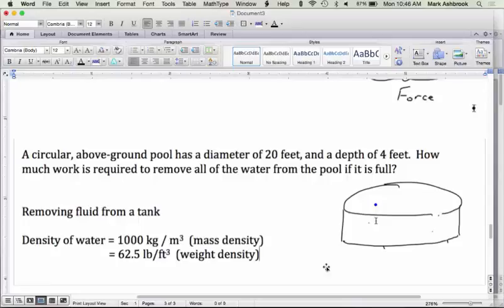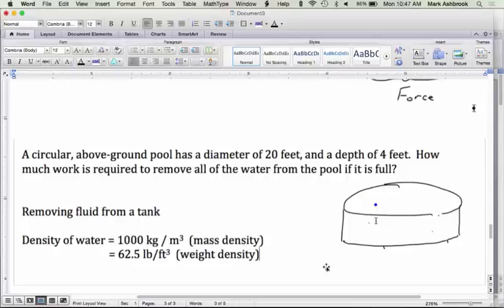Okay, so make a group. Get a partner or a group of 3 and talk through this together. The tank is completely full. So the hint is, think about the second way that we did the chain problem. That's your hint.